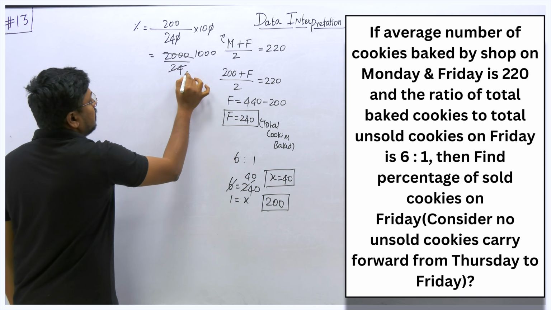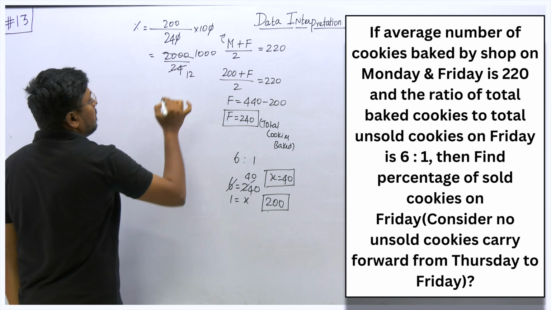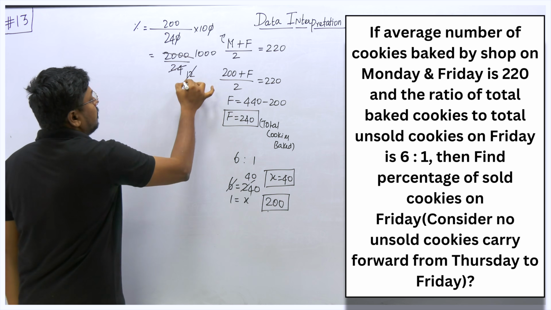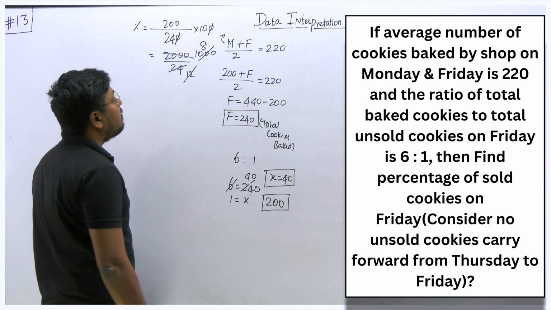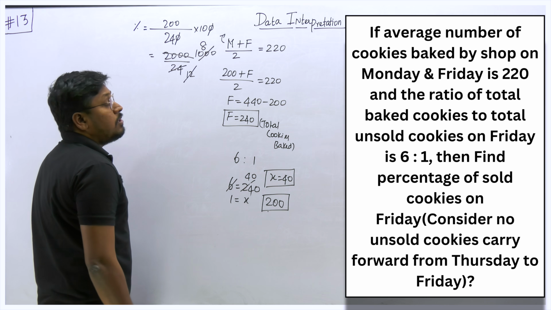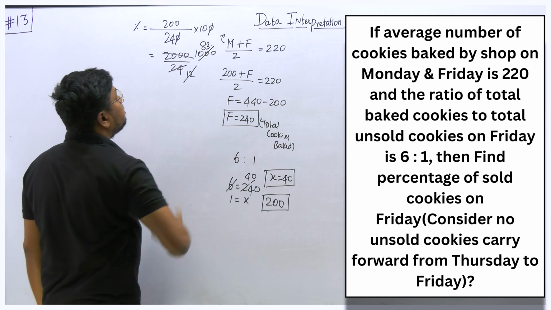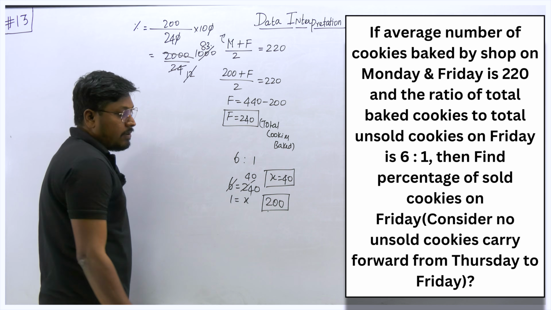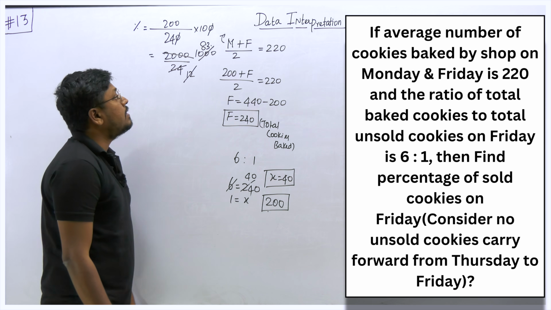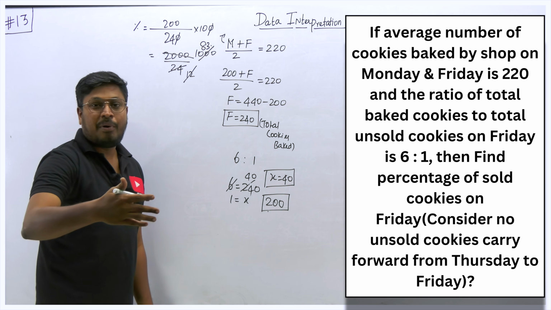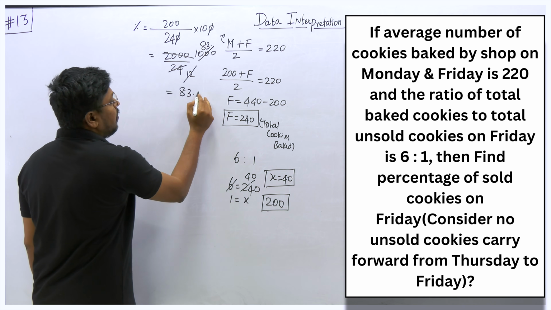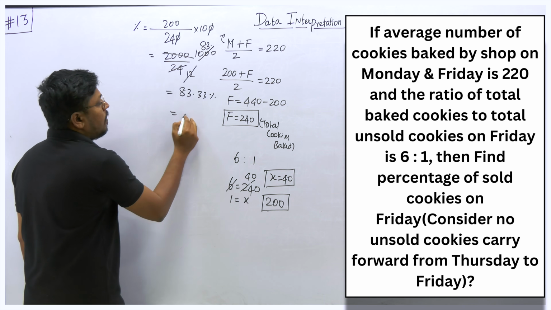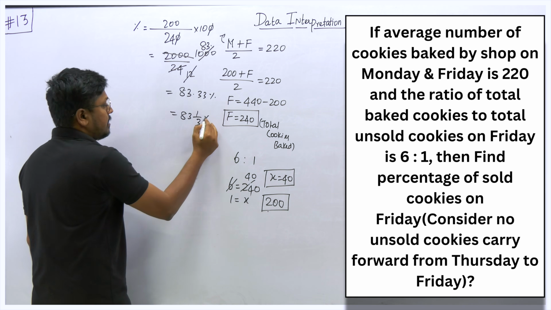2 times 1000, 12 2s are 24. 8 times 12 is 96, so the remaining will be 4. 40, 12 3s are 36. So the remaining will be 4 again. 12 3s are 36. It goes on, 83.333, it goes on. So based upon the option, we can say 83.333% or else 83 1/3 percent.